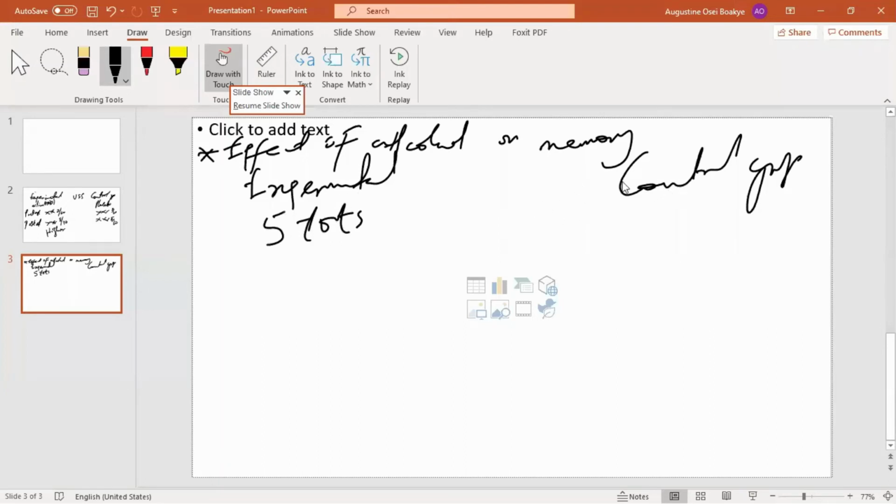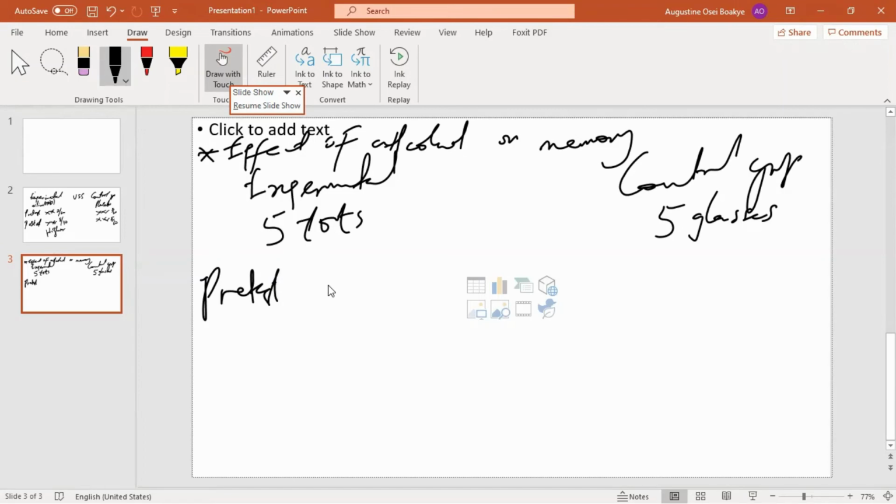Then the control group will be given a placebo, so 5 glasses of water, although it might look like alcohol. Now, at the pre-test level, we will administer some tests to them and record their score.